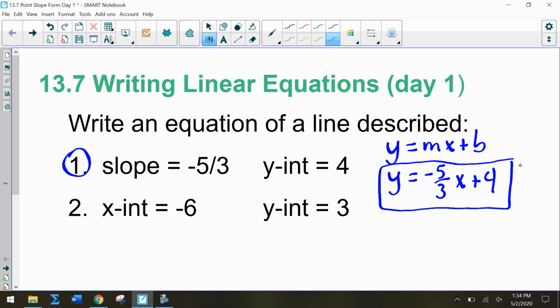So knowing the names of the forms is going to be useful, because we have slope-intercept form. If we're given the slope and the y-intercept, we can write it into slope-intercept form easily.